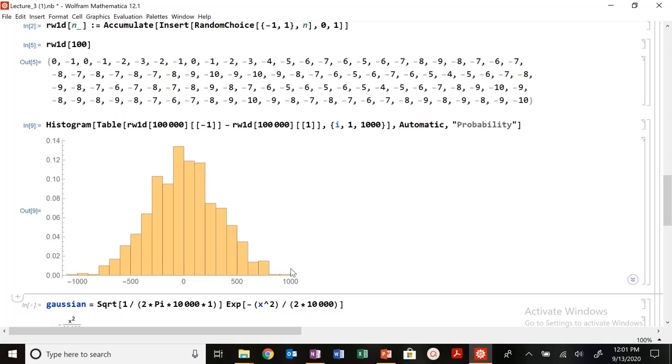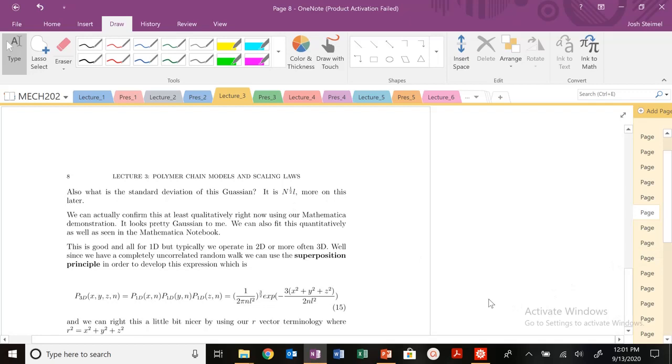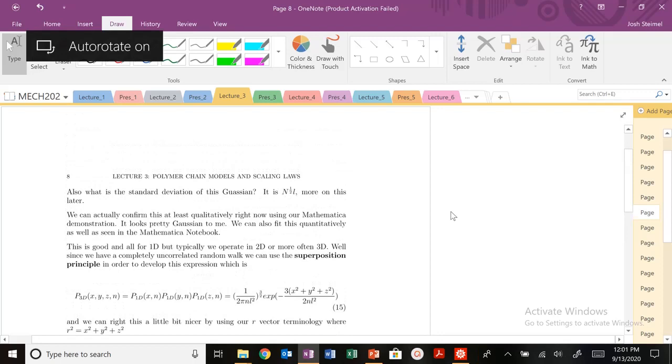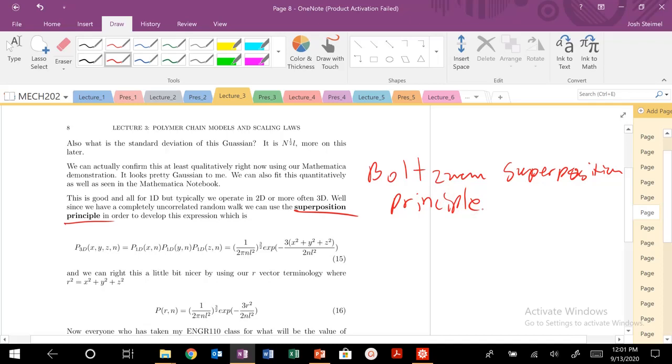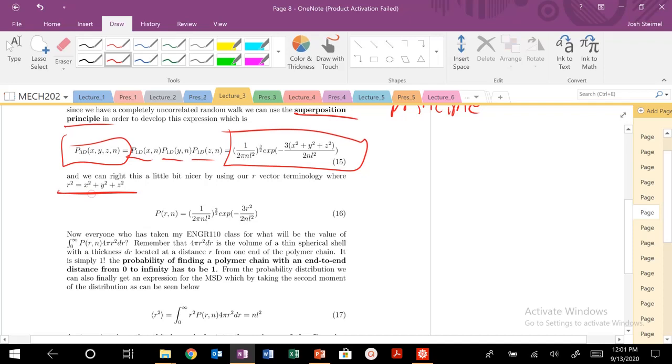So let's go back here. So this was the solution in 1D. Now you might say, okay, well, you can actually do the same procedure and figure out in 3D, but we can use basically this concept of superposition principle, the Boltzmann superposition principle. And we could figure out that we could just basically multiply the solution 1D to an X, Y, and Z and create a 3D solution. And we could use our R terminology, just from the geometry expressions that we all know, and find the 3D solution and rewrite this expression in terms of R.